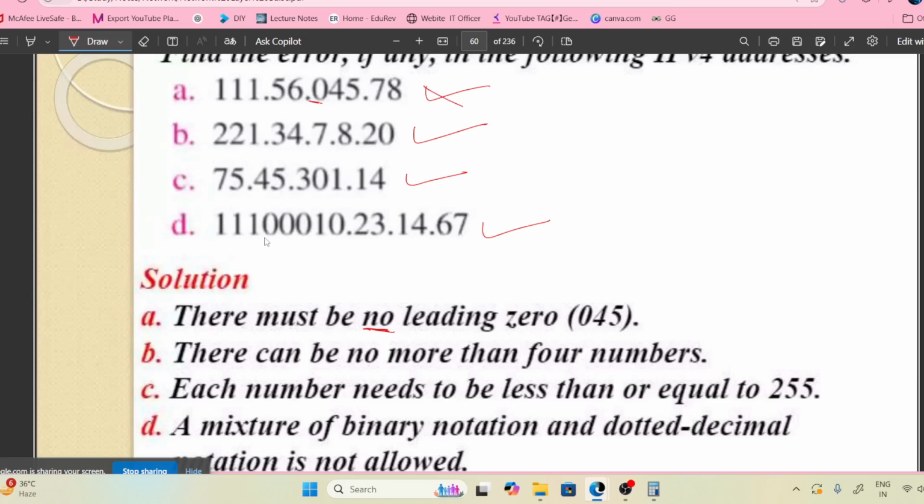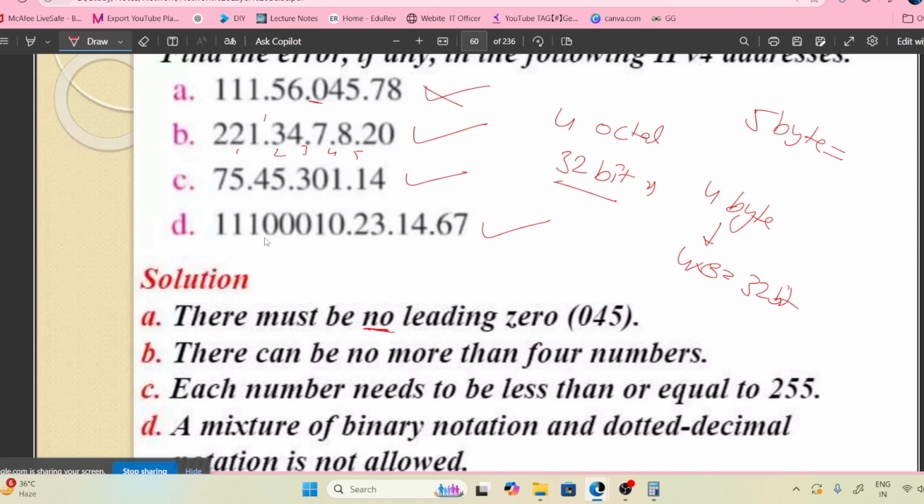There can be no more than four numbers here. 1, 2, 3, 4, 5. We know that we are having only 4 octets, and the IP address is 32 bit. When we say 4 bytes, it means 4 into 8, which becomes 32 bit. So I know that IPv4 is 32 bit. But when we write 5 octets here, it means 5 bytes, and 5 bytes is not equal to 32 bit.